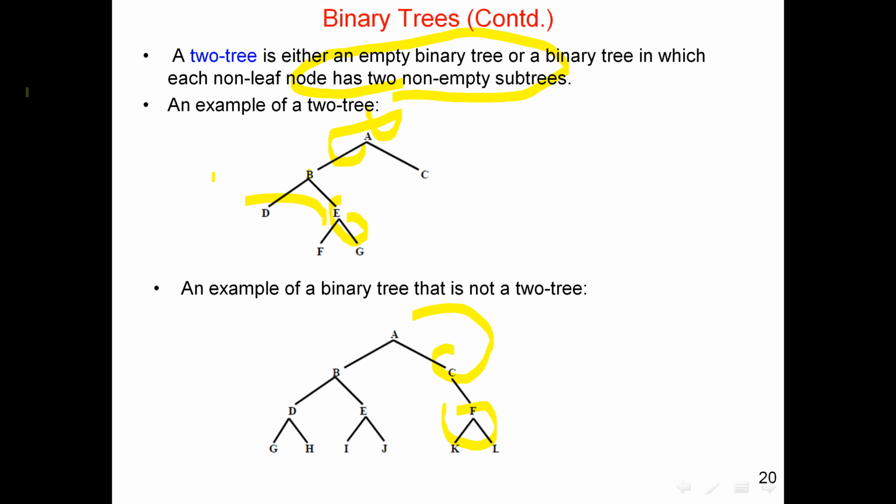Now can you tell me what is the size of this tree? For this tree, you have to count how many nodes you have. So how many nodes do you have? 3 through 6, 7, 8, 9, 10, 11, 12. The size of the tree is 12.